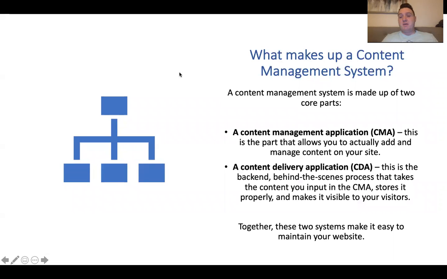What makes up a CMS is two core parts: the content management application, also known as a CMA. This is the part that allows you to actually add and manage content on your site. And the second part is a CDA, content delivery application. This backend, behind the scenes process takes your content and puts it into the CMA and stores it properly and makes sure it's visible to your visitors. These two together really compile what a CMS is.